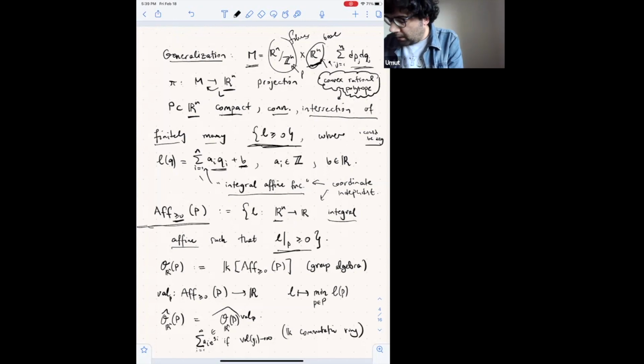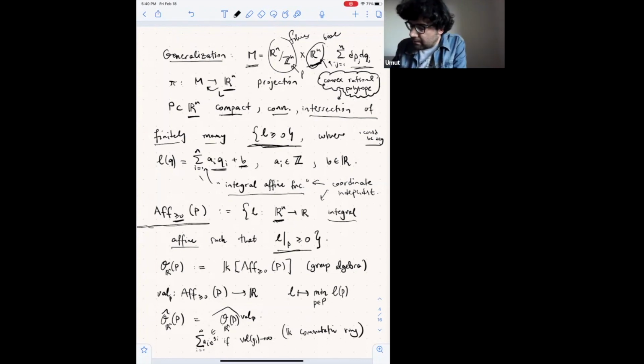Okay, and now I want to stress that it's not important that I put Rn here, but it is important that I put some open neighborhood of this polytope. So for example, if the polytope is a point, I'm not only looking at the value, so the function is not determined by its value on the point. So it has to extend to an open neighborhood of it, but also it should be non-negative on the point.